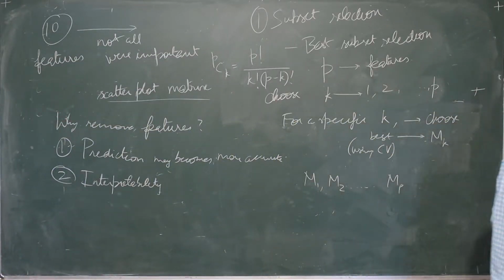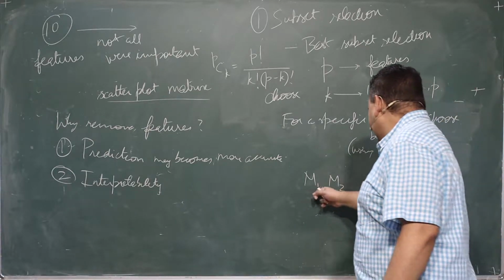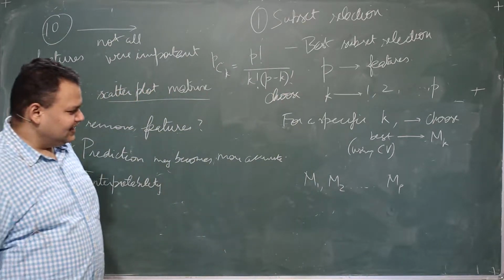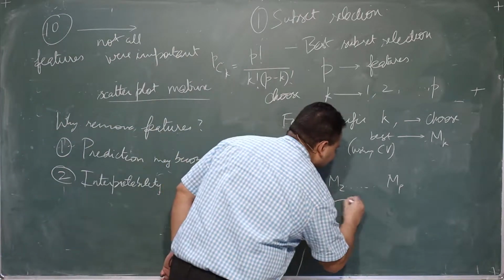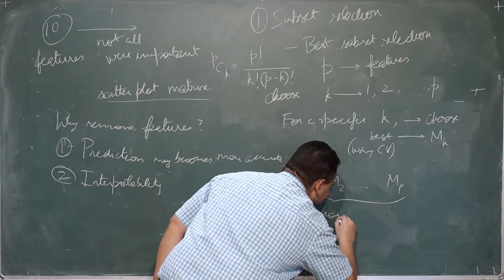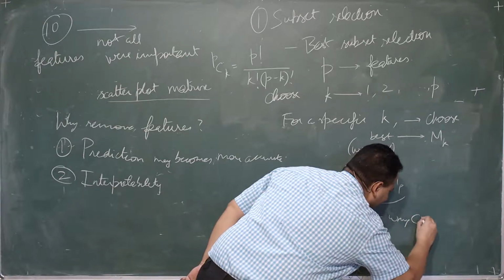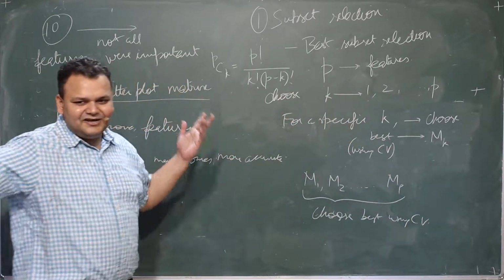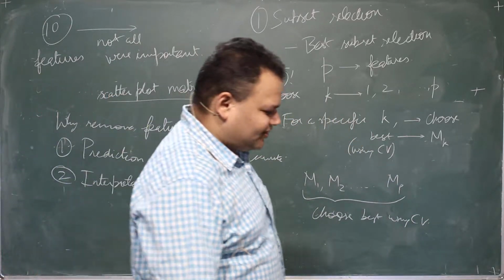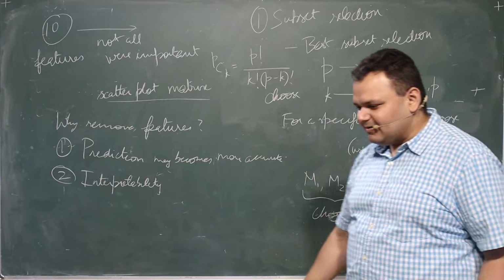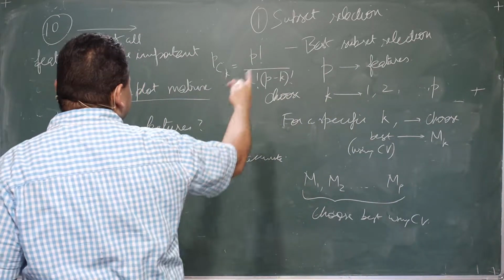And then finally what do we do? We have p different models, and from these again we'll choose the best one using cross validation. So choose the best out of these using cross validation. Okay, and finally you can verify using your test set. So this is called the best subset selection.